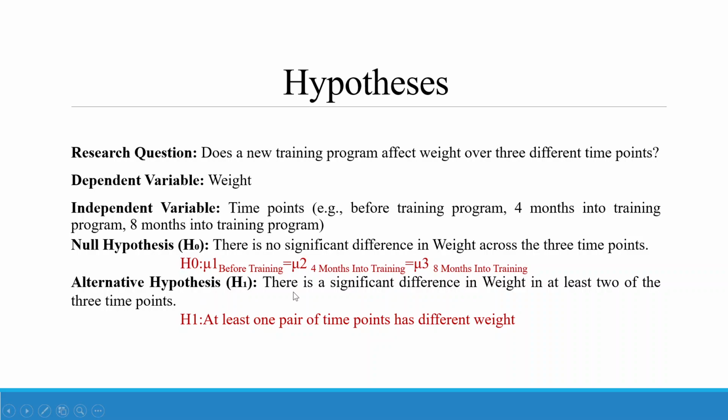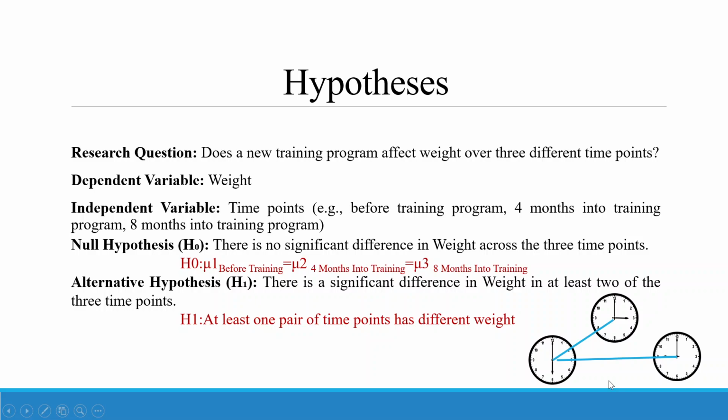Alternative hypothesis. There is a significant difference in weight in at least 2 of the 3 time points. I will explain this also. The alternative hypothesis can be also written as H1, at least one pair of time points has a different weight. So the weight at T1, weight at T2. So the difference can be in between these two weights, that is T1 and T2. It can be, the difference in the weight can be in between T2 and T3, or the difference in the weight can also be in between T1 and T3.